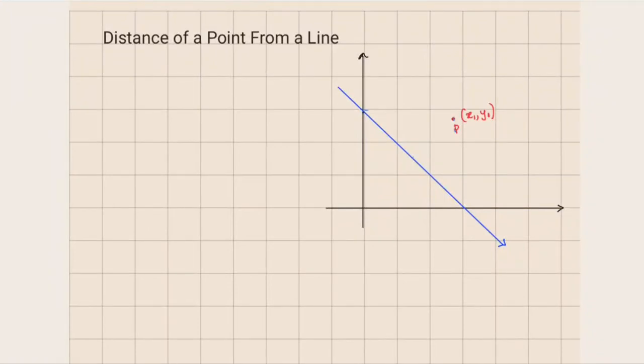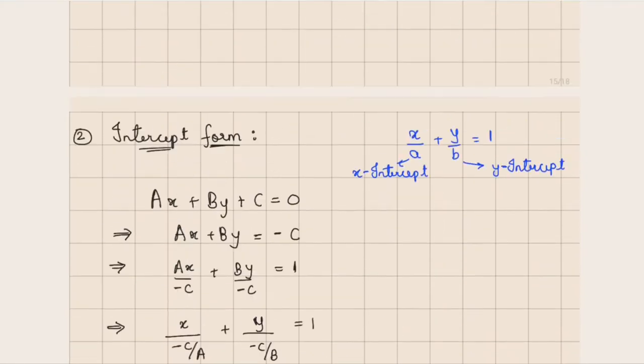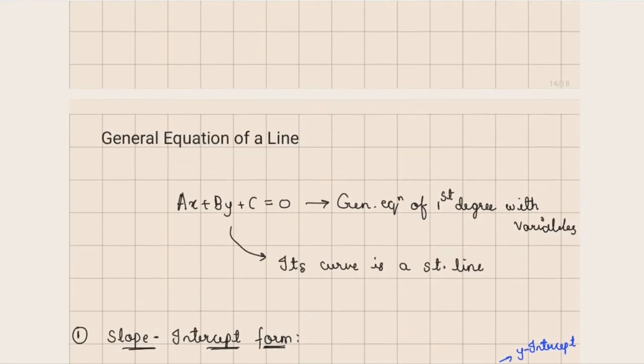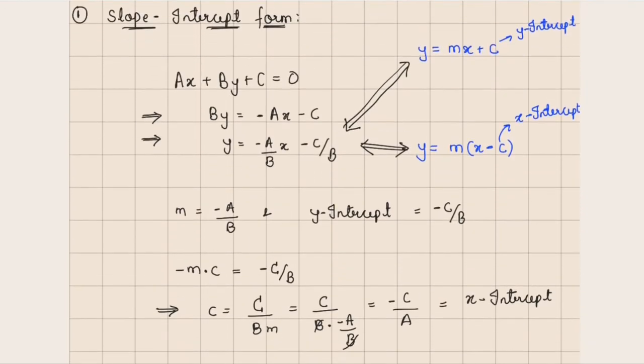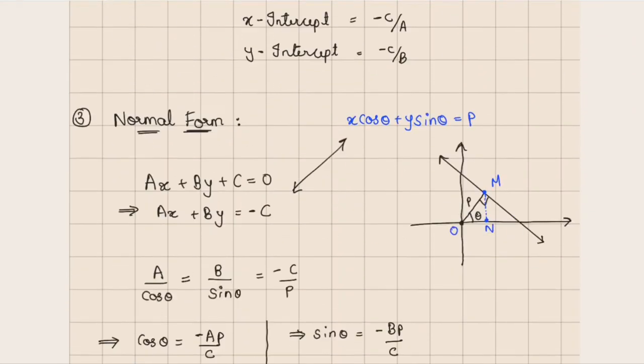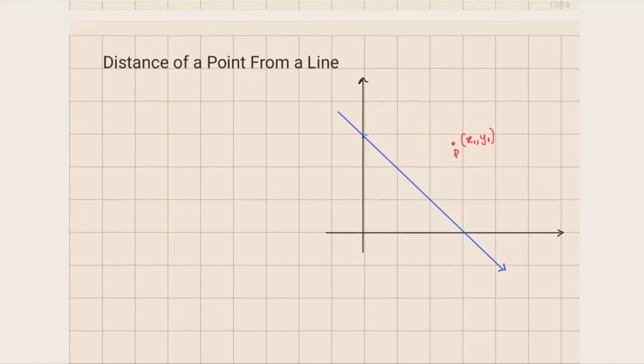Hi guys, welcome to lecture 6. In the previous lecture we have seen how the general form of equation can be transformed to slope intercept and normal form so that we can find the slope and the x-intercept and y-intercept. Today we will see how to find the distance of a point from a line.